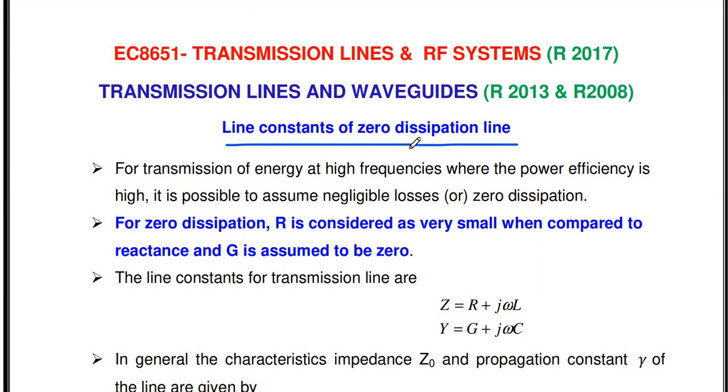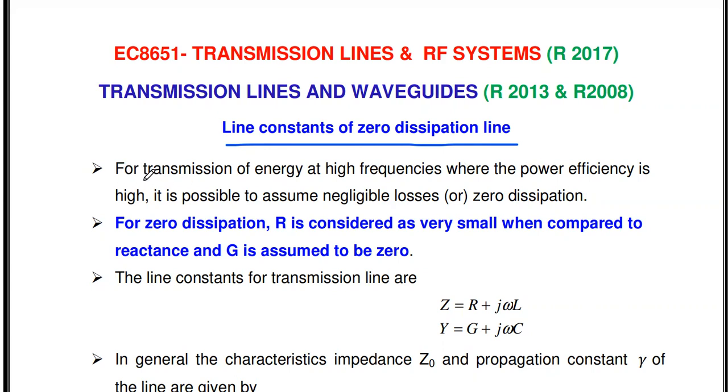Now we are going to see the conditions to be satisfied in order to design the zero dissipation line. We have to derive them. Then what are the line constants? Line constants means the parameters: the characteristic impedance of this zero dissipation line, propagation constant, and attenuation constant. We are going to derive all these values for the zero dissipation line.